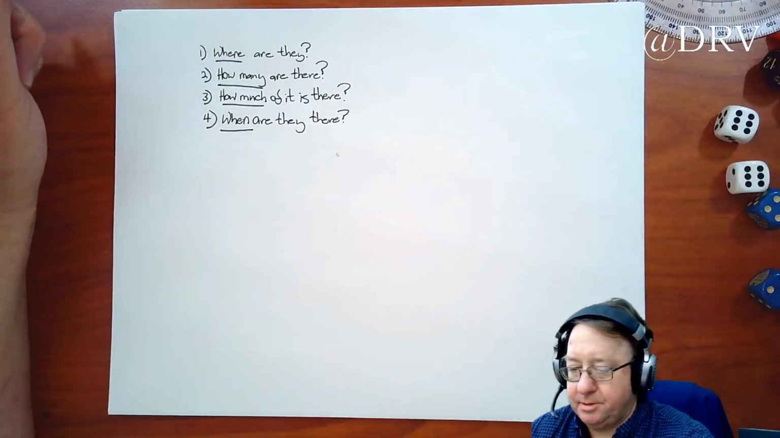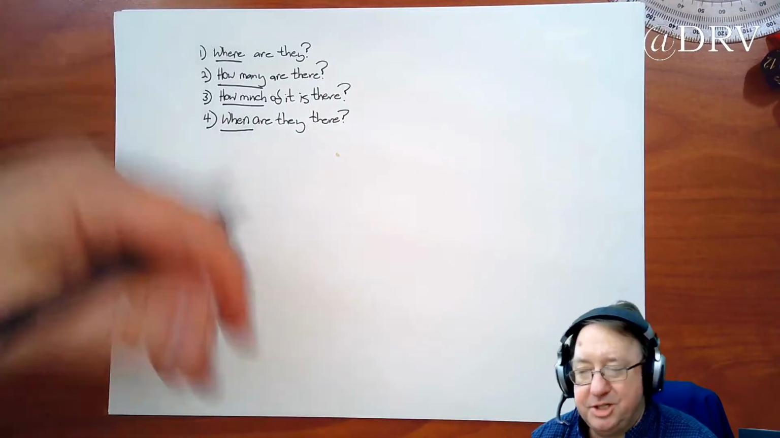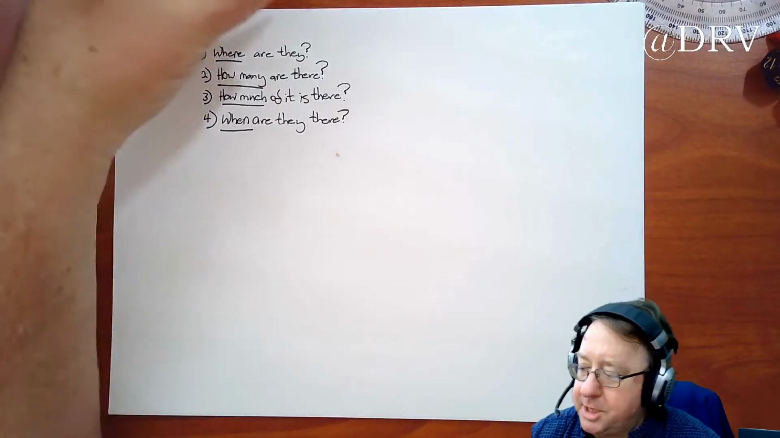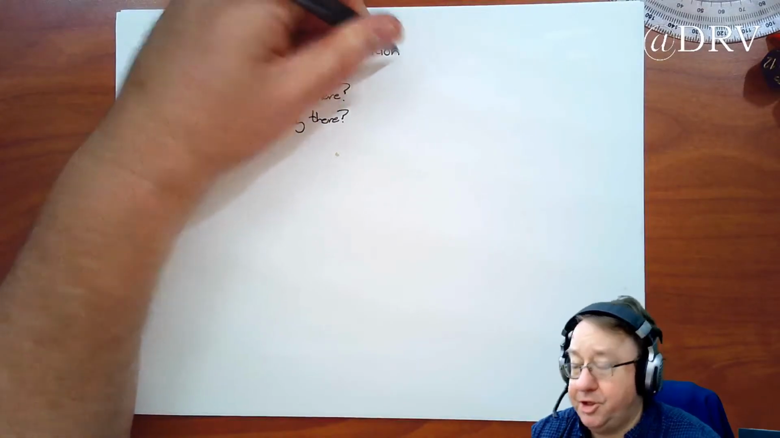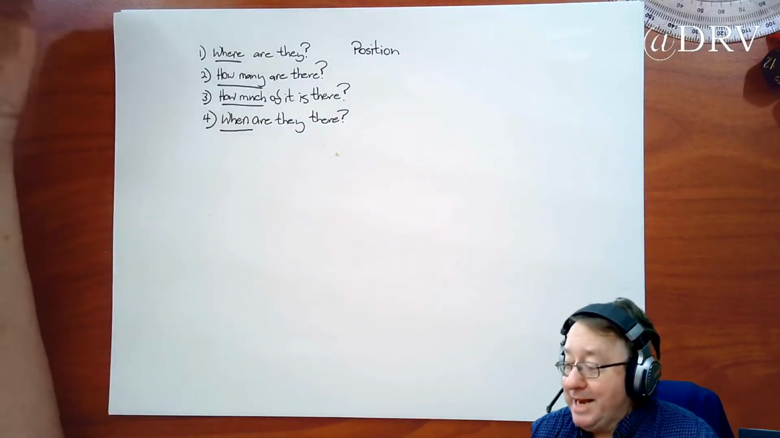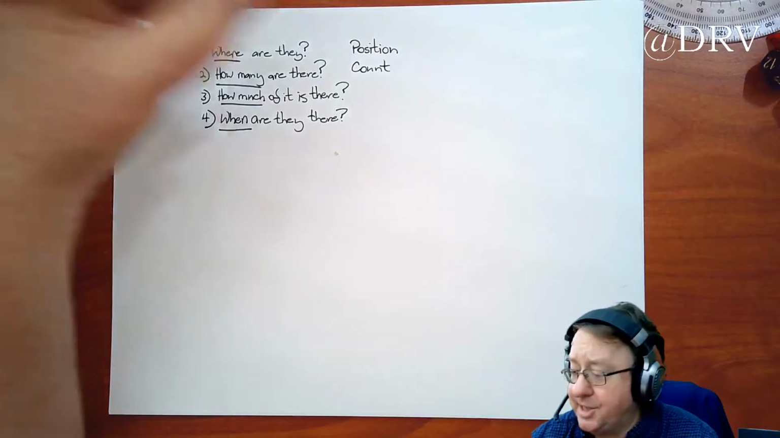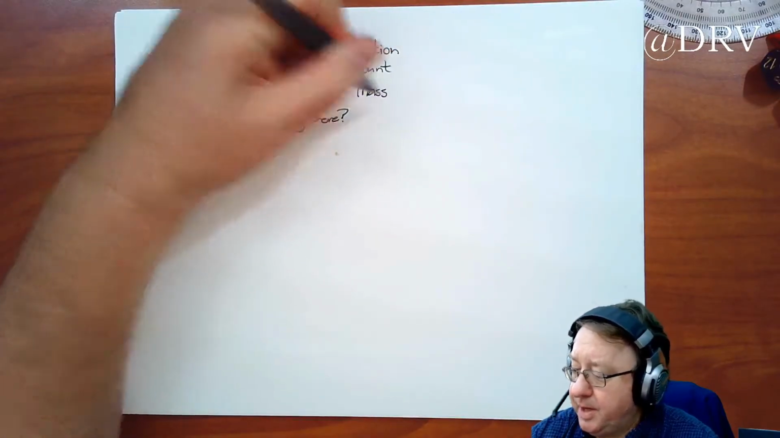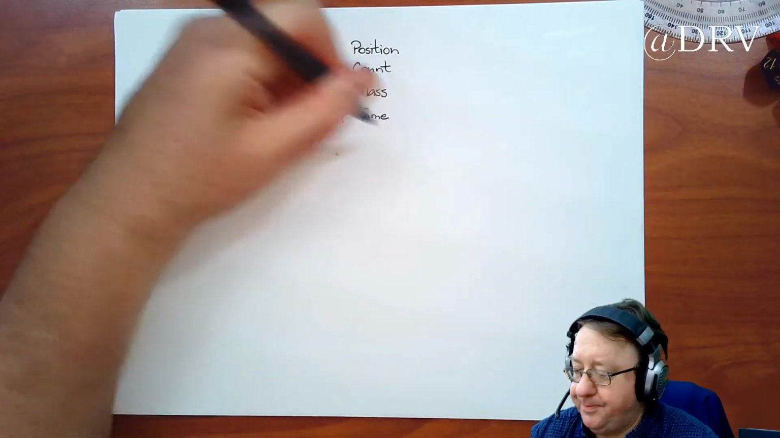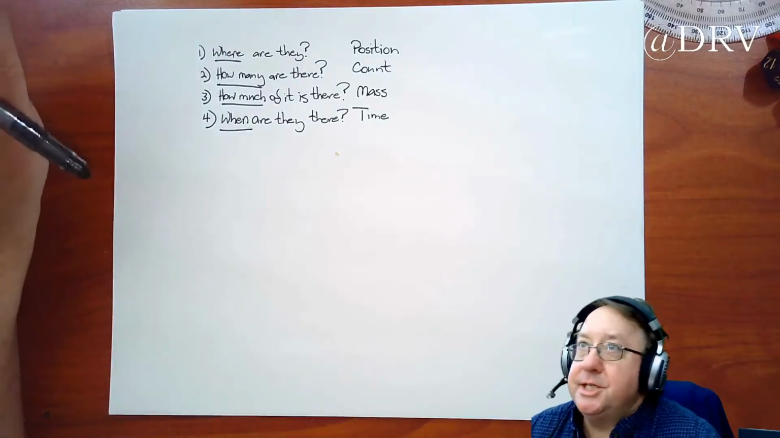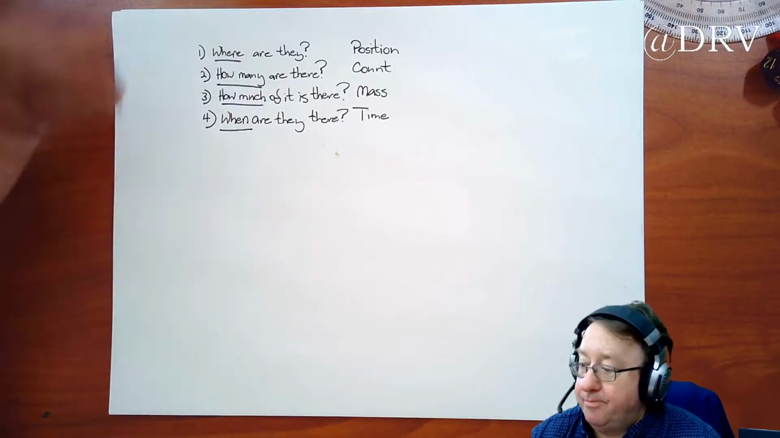With physics, we like to quantify, describe, value, or just take a look at how things work. And where answers the fundamental question of position. How many are there represents the count. How much of it is there represents the mass. And when are they there represents time. And with these questions, you can start describing the world around you with this stuff.